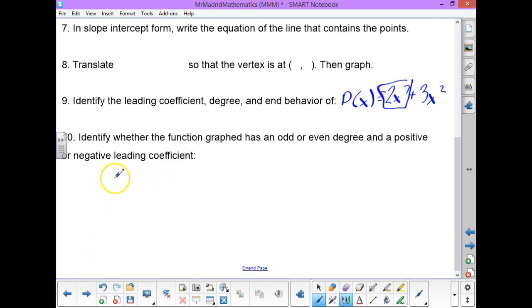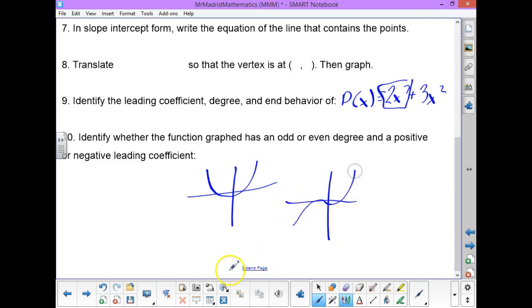We're coming to 7 minutes. Let's wrap it up. And finally, number 10, identify whether the function graph has an odd or even degree and a positive or negative leading coefficient. You'll be given a graph. It could be like this, it could be like that. Go ahead and study that.